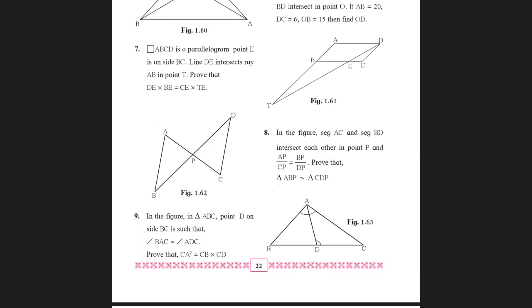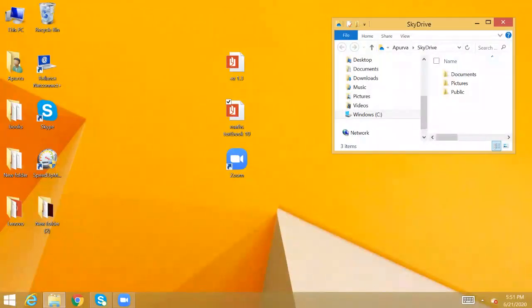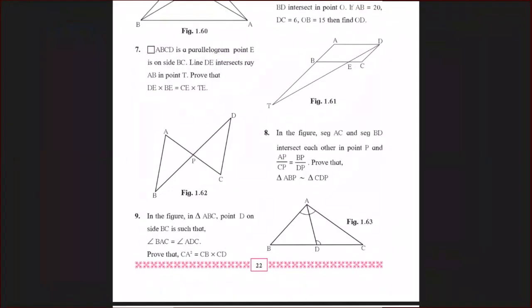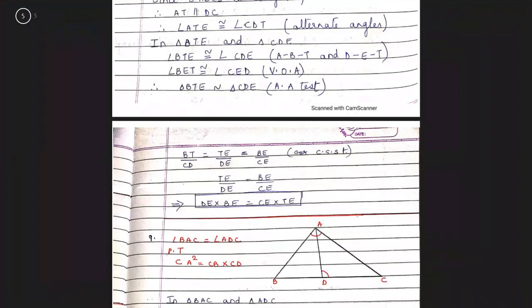In the figure, in triangle ABC, point D is on side BC such that angle BAC equal to angle ADC. You have to prove this: CA square equal to CB into CD. By now, children, you all must have understood how the tests of similarity have to be used, and we have to prove what they have asked us.